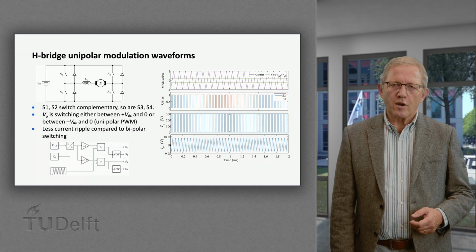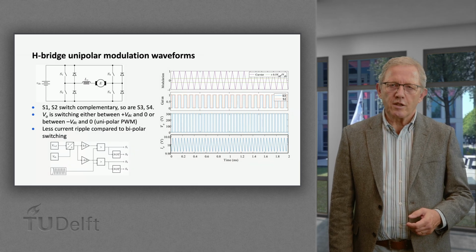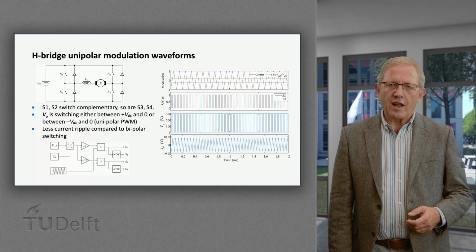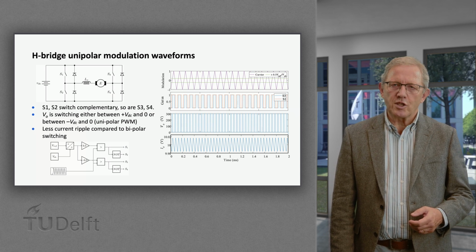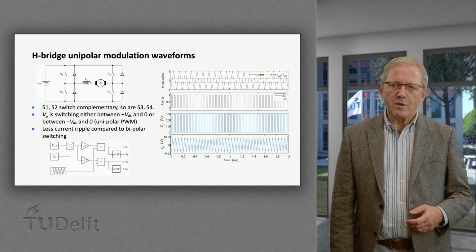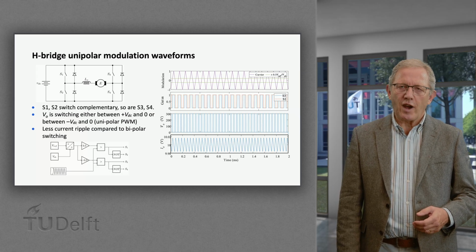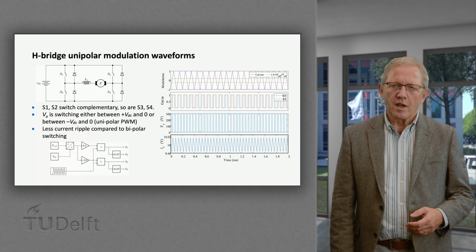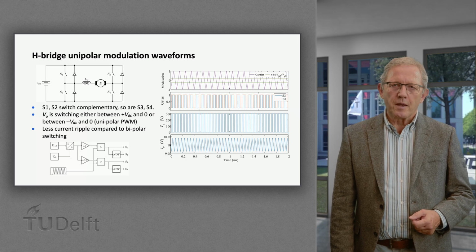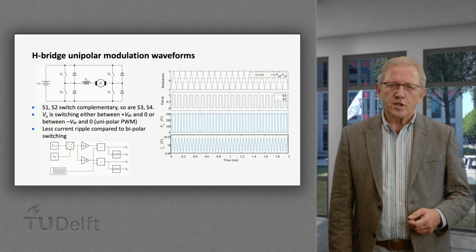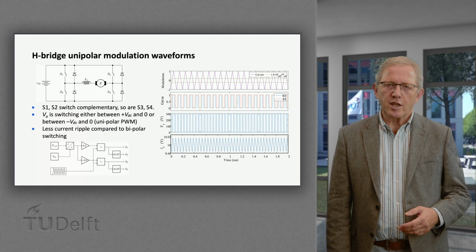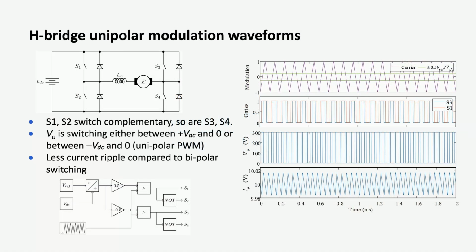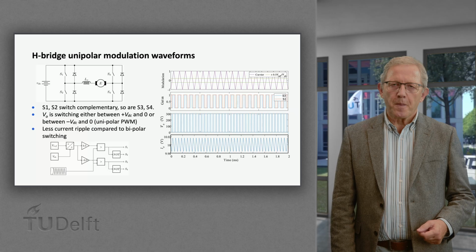The simulated waveforms of an H-bridge with unipolar modulation are shown on the screen. As you can observe, the left half bridge provides plus 50 volt between the output and the midpoint, while the right half provides minus 50 volt, resulting in an average differential voltage output of 100 volt. The output voltage just switches between 300 volt and 0, so it is unipolar. Compared to the previous bipolar case, the current ripple is reduced by half.